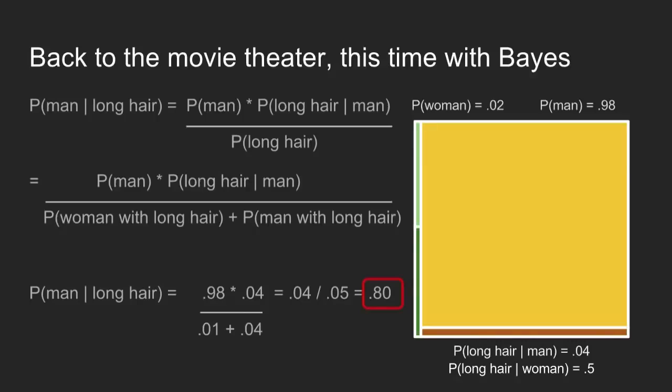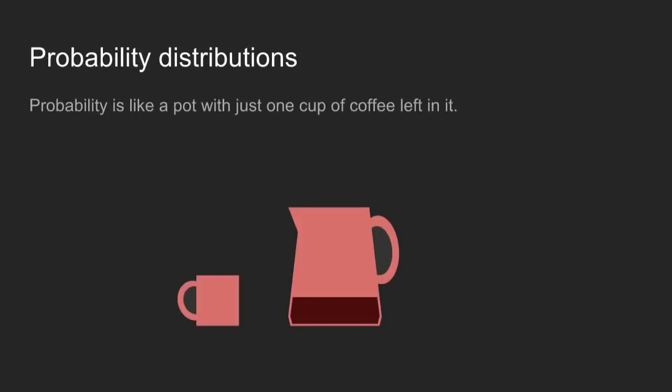So this example shows the mechanics of how to get Bayes' theorem and how it works. In practice, it's usually used a little differently. So to show this, we'll have to do a little bit of a detour and first talk about probability distributions.